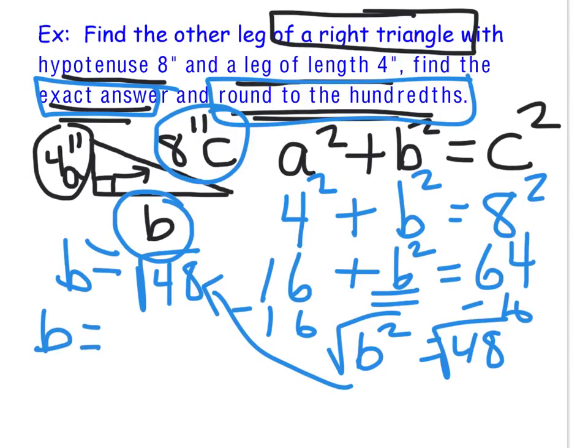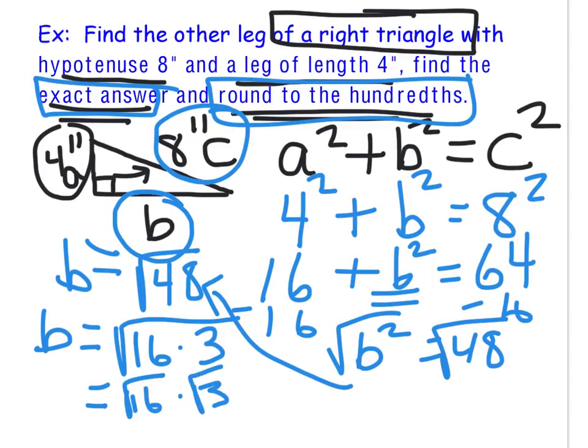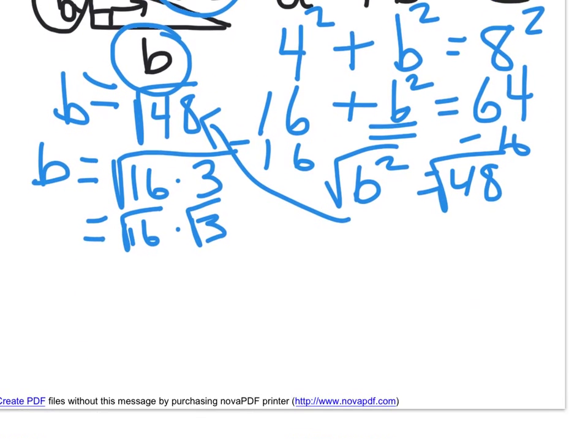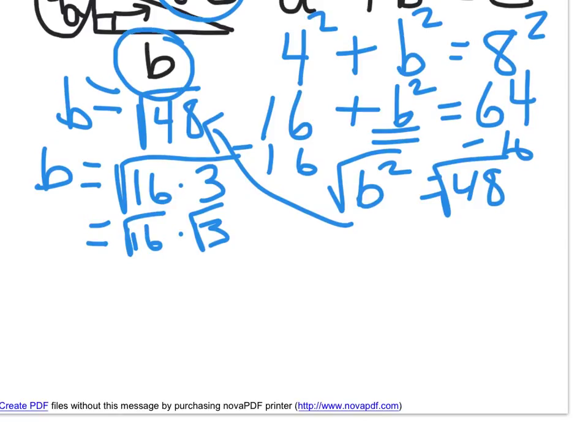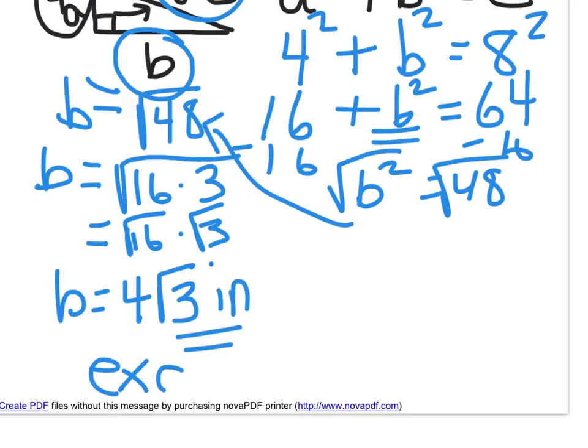So here, you're going to break it down. Remember those perfect squares. The biggest perfect square that goes into 48 is going to be 16. So 16 times 3 is 48. Then you're going to break it down: the square root of 16 times the square root of 3. And then finally, the square root of 16 is 4. Square root of 3 cannot be simplified any further, so you get B equals 4 square root of 3, and we're in inches. This is your exact value.